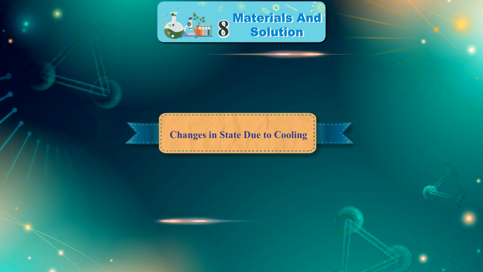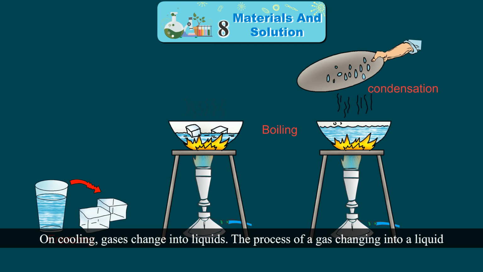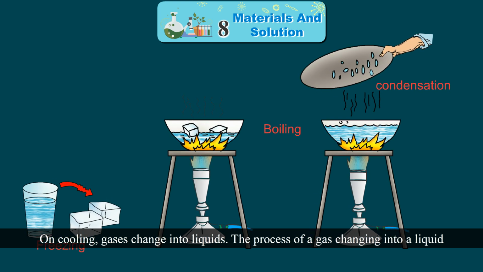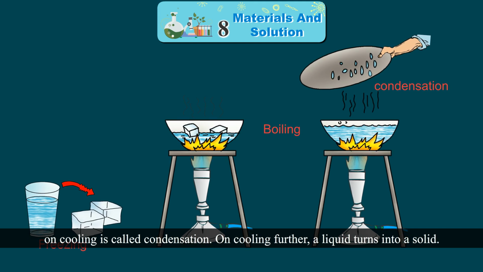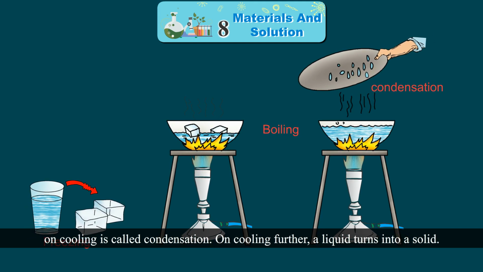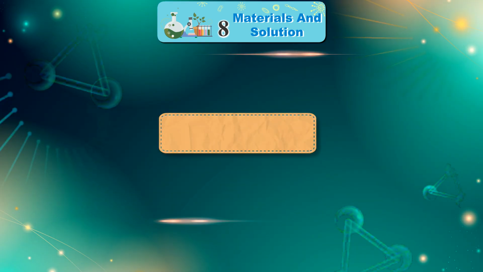Changes in state due to cooling. On cooling, gases change into liquids. The process of a gas changing into a liquid on cooling is called condensation. On cooling further, a liquid turns into a solid. This process is called freezing.